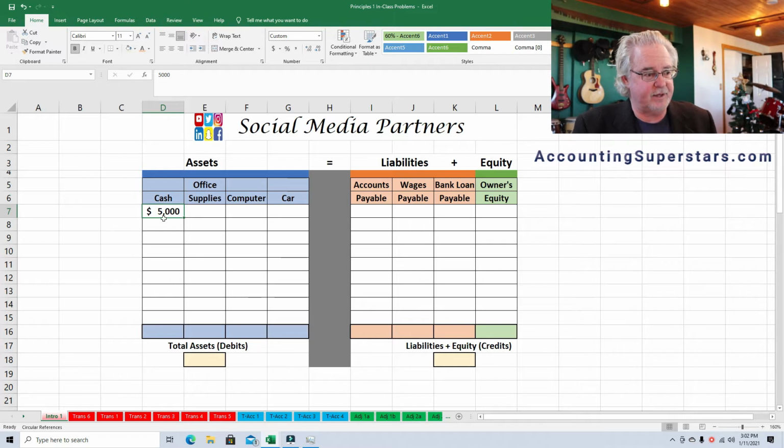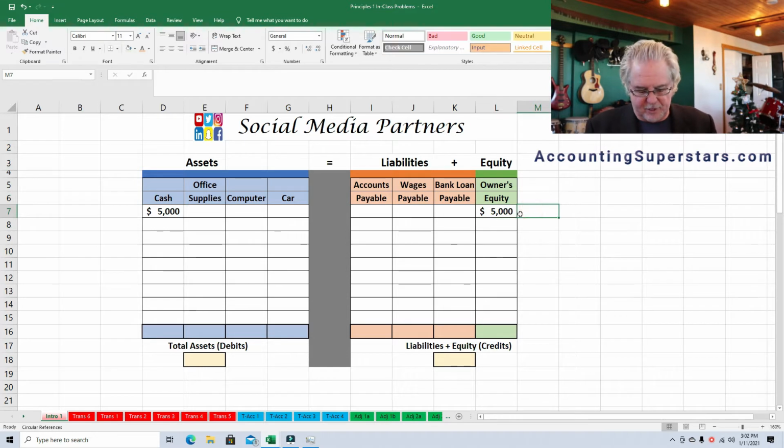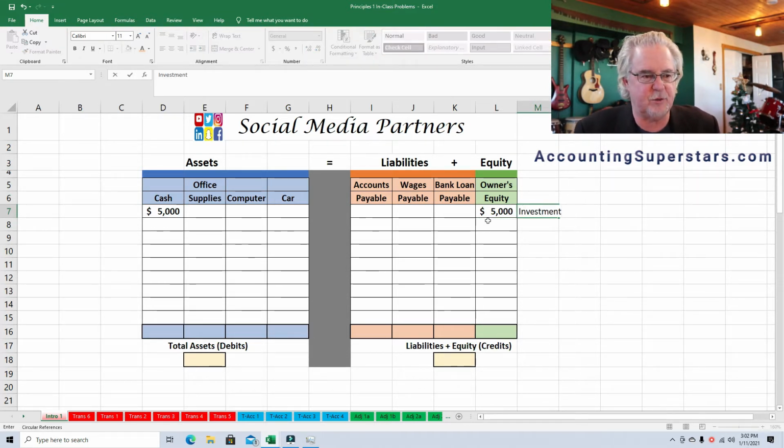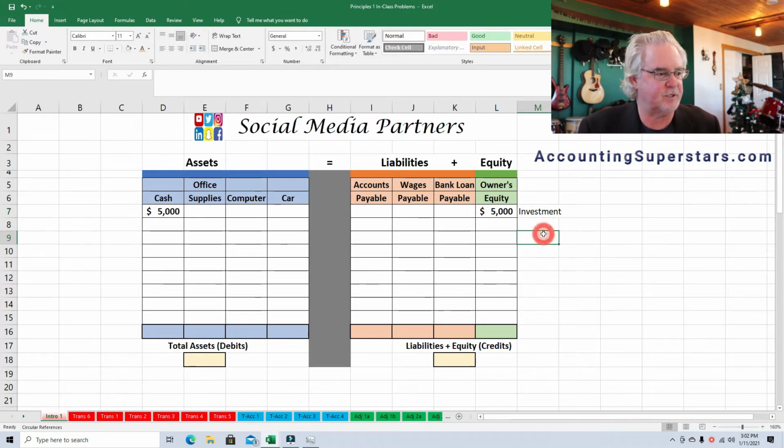So on the left we've got 5,000, so on the right we have to have 5,000. Now, the owner does not owe anything to anybody. This is the owner's money. So we're going to put it under owner's equity. So I've got 5,000 on the left, 5,000 on the right. Things are good, and I'm going to call this an investment. An owner investment. The owner's putting stuff into his business.